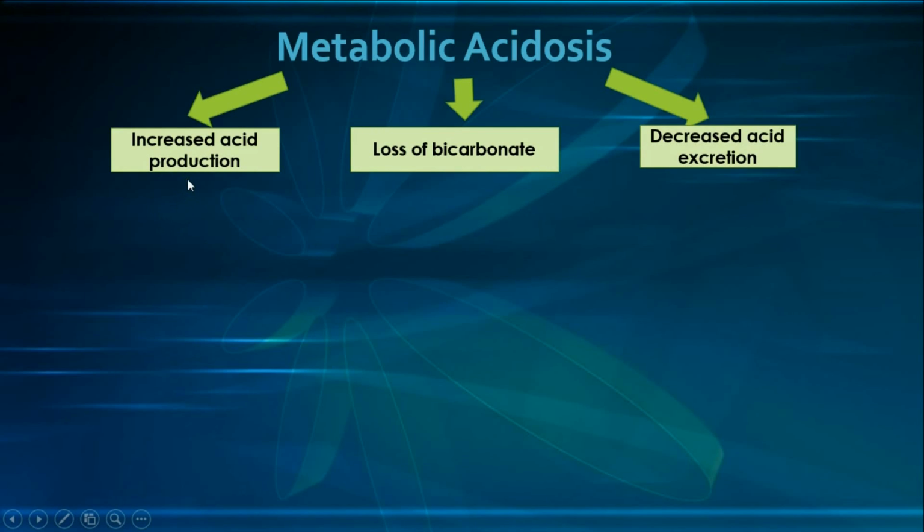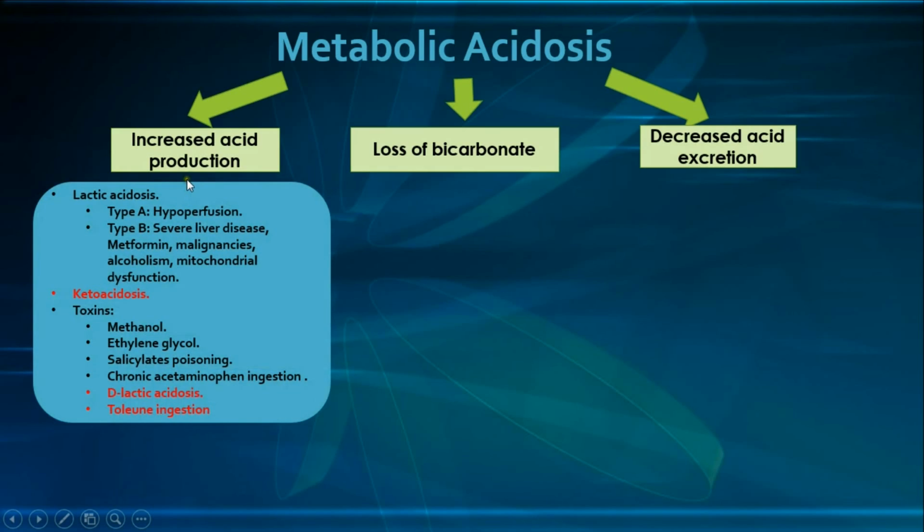Great, so let's start with increased acid production, and we have a variety of causes. The first is lactic acidosis, with lactic acidosis having two types, type A and type B. Type A is due to tissue hypoperfusion, which is basically any type of shock causing tissue hypoperfusion and therefore shifting glycolysis into anaerobic glycolysis and producing lactate, which is the lactic acid.